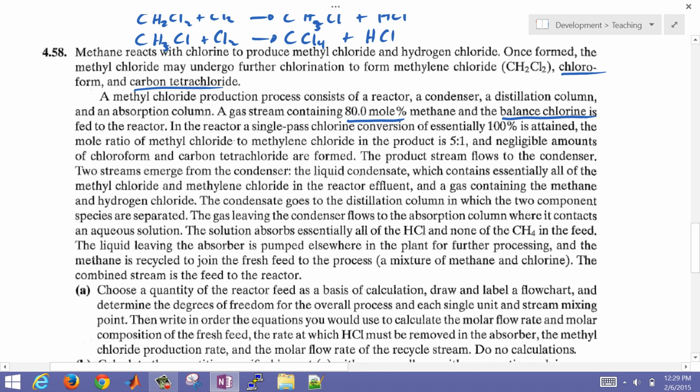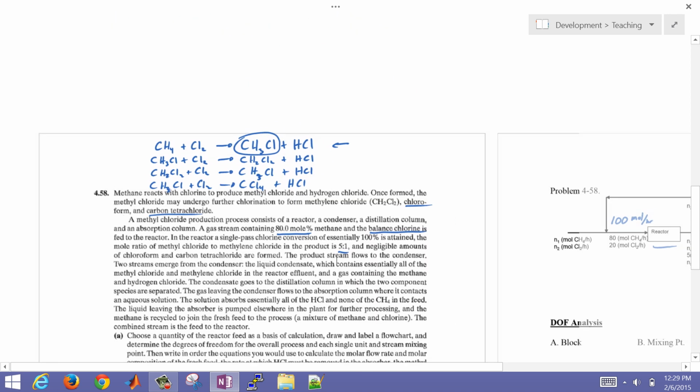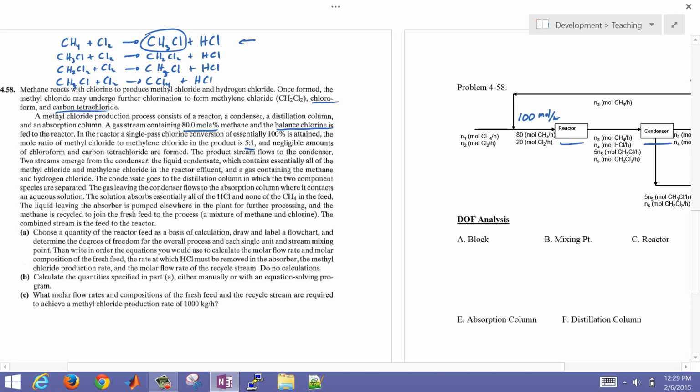In the reactor, a single pass chlorine conversion is essentially 100%. Okay, so all of it's going to be converted. The mole ratio of methyl chloride to methylene chloride is 5:1. Okay, so let's just go ahead and start writing some of this in. So this is the ratio between the two.